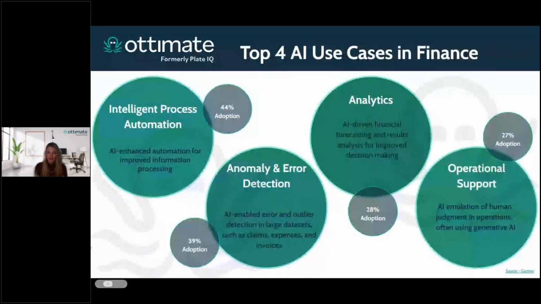Now, I want to start talking about the top 4 AI use cases in finance. So where are these finance professionals that we were just talking about using AI? Well, according to that study by Gartner, the 4 main areas where AI is making a significant impact start with intelligent process automation. A good example of this is AI can automatically process invoices by matching them with purchase orders, flagging discrepancies. This is cutting down on manual data entry and speeds up approval times. They said this is about a 44% adoption.